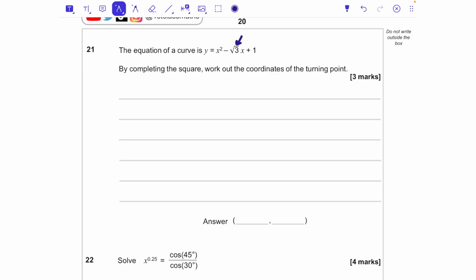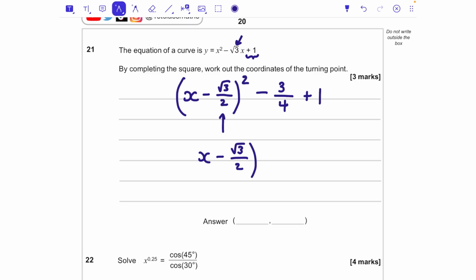And we're going to half this middle number. So it's going to be root 3 over 2. So x minus root 3 over 2 all squared. Then we take away this value squared. So that's going to be 3, because root 3 squared is just 3, over 4, because 2 squared is 4. And then we bring down this value and add 1. So this is x minus root 3 over 2 all squared. But if we're taking away 3/4 and then adding 1 whole, that's going to bring us up to positive 1/4.